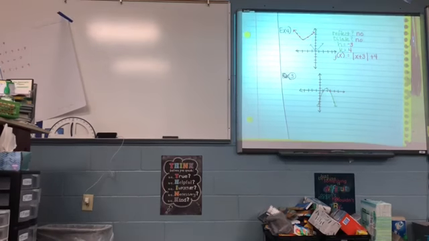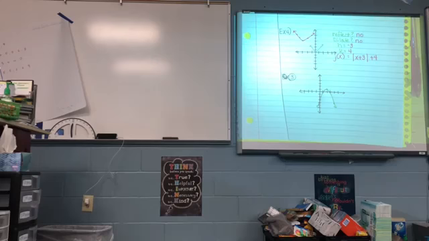Did it reflect? Yes. Did it dilate? No. Did it shift left or right? Yes. Which way? Right, 2. Did it shift up or down? Yes. How much? 1. Which way? Up. Now, with that being said, what are we basing the up-down movement off of?